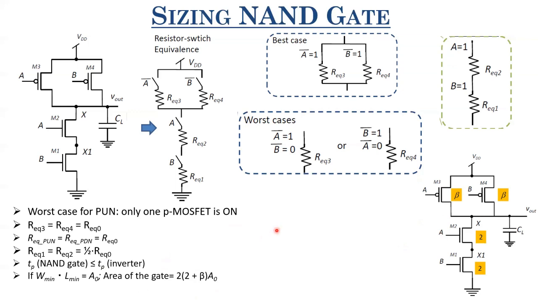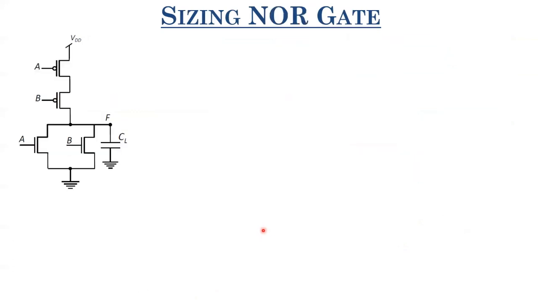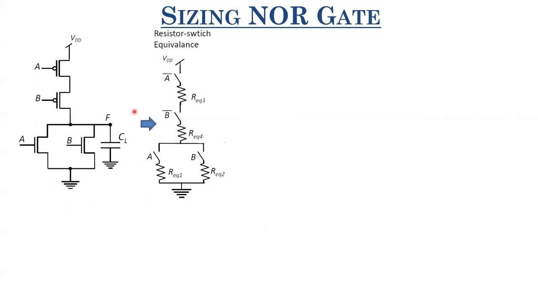Now, once we have discussed sizing of the NAND gate, let us go ahead and discuss the sizing of the NOR gate. So this is your NOR gate, as we discussed in the last lecture. So now how do we do it? Let us replace this also by its equivalent resistor switch network. So it looks something like this, right? Here, what is of interest? Here, your pull-down network is of interest. So what's the best case with respect to the pull-down network?